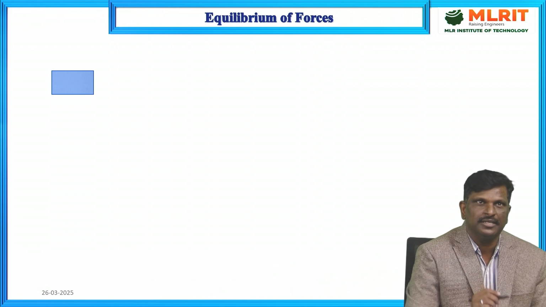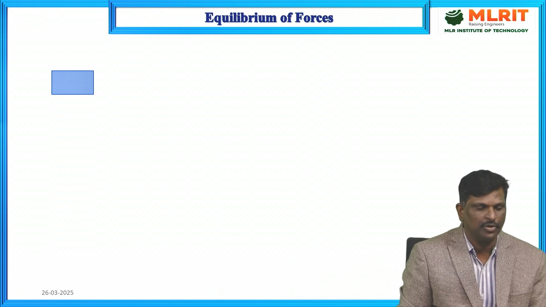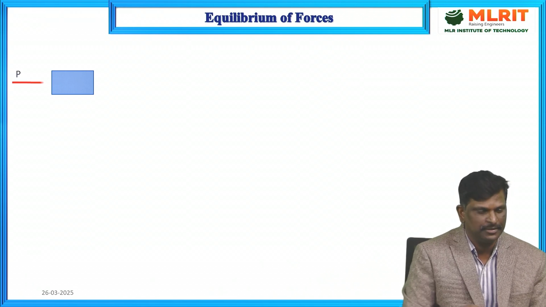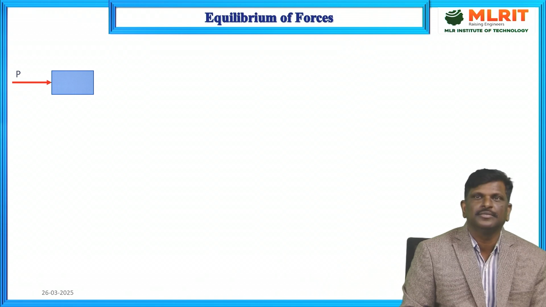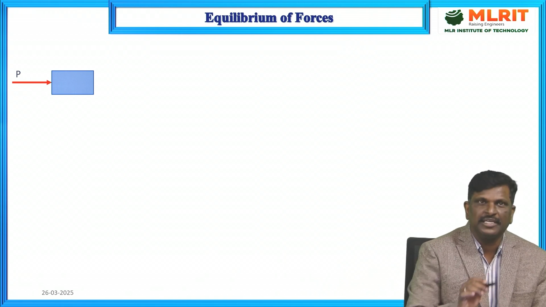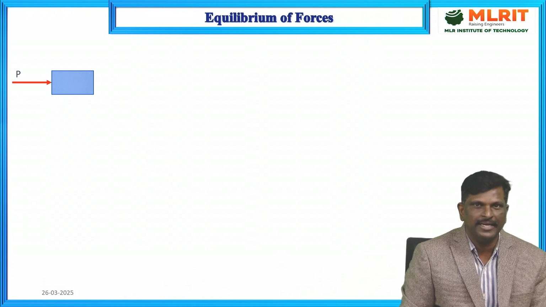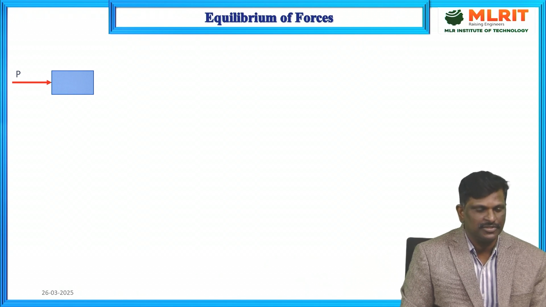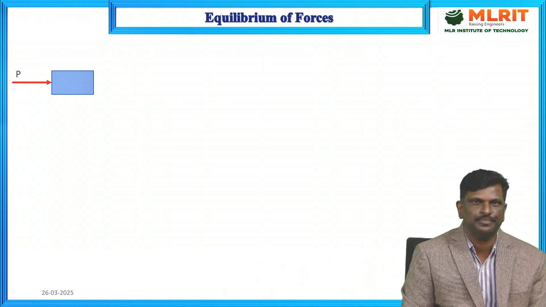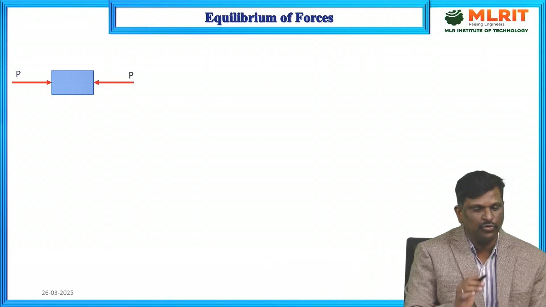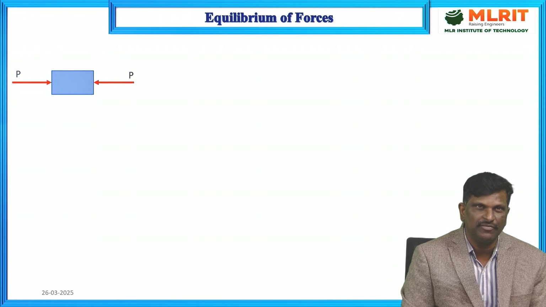Let us consider a body which is acted upon by a force P as shown in figure. Now, the body cannot be under equilibrium by the action of a single force because the force P is tending to move the body in its line of action. That means we must require at least one more force which can balance the applied force. If you have applied another force in the opposite direction and equal to the force which is already applied, then the forces will balance themselves.